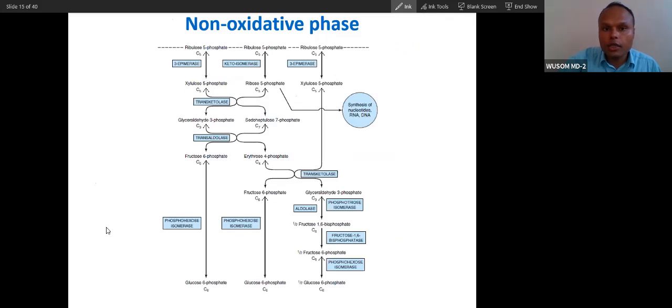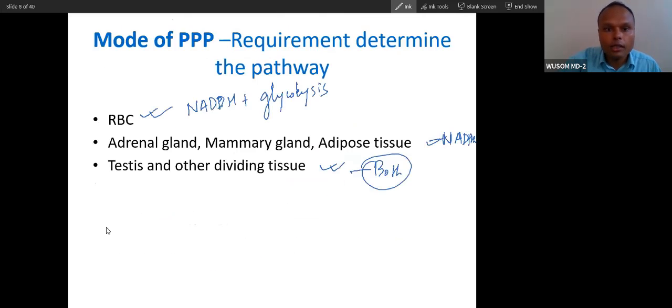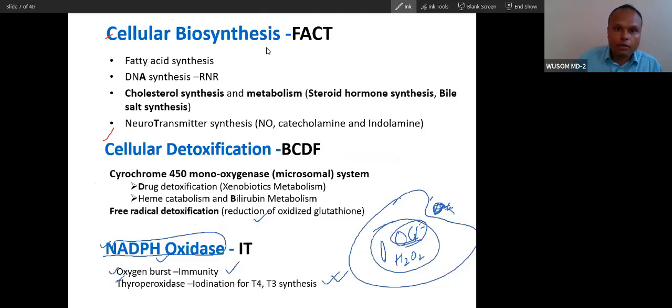So function, I told you three functions. First function is cellular biosynthesis. Second function, detoxification. Cellular biosynthesis, we have already done many. And in cellular detoxification, also we have done this.